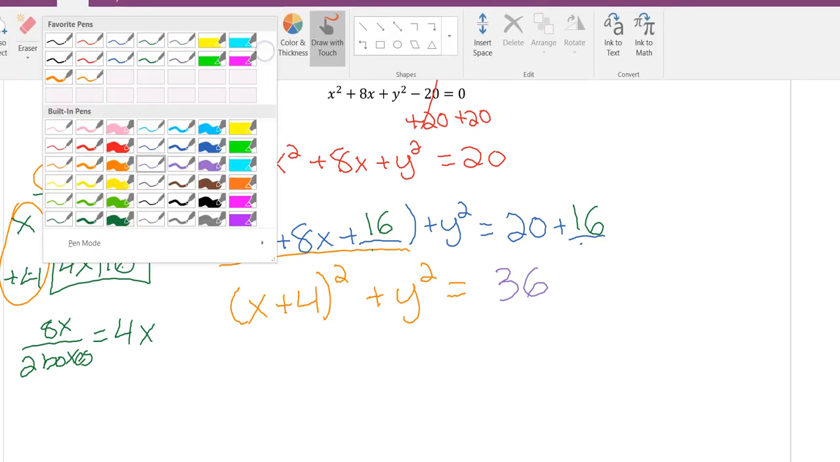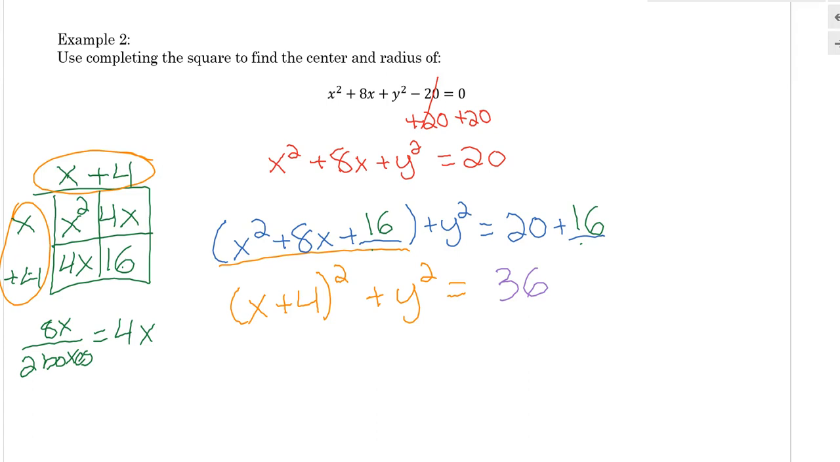Last step is then just, right now we have our equation in center radius form. I'm just finding my center and my radius. Center, what's with x? A positive 4. Don't forget to flip your sign. There's nothing with y. R squared equals 36. Square root. R equals 6.